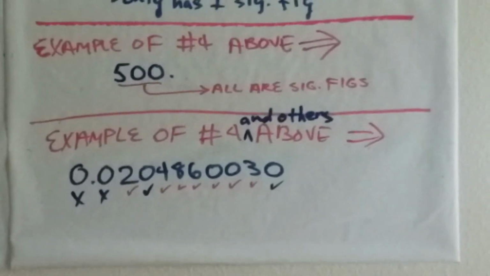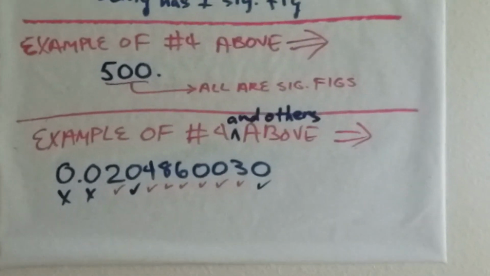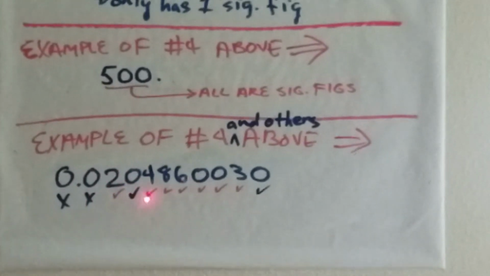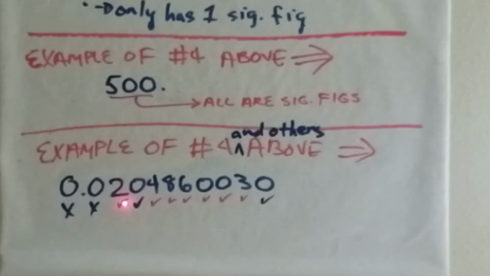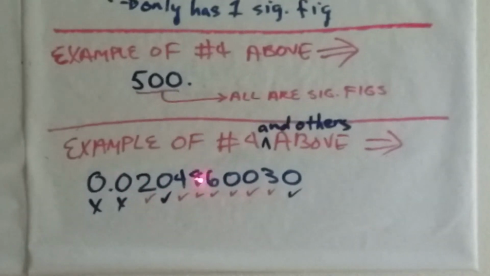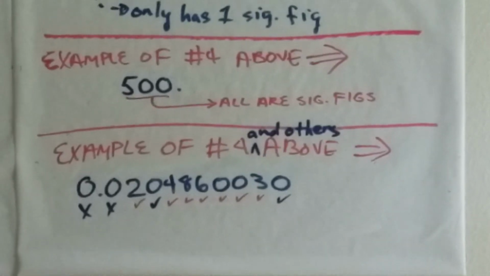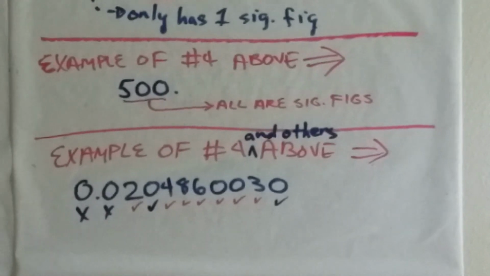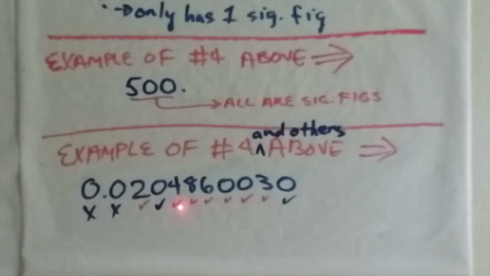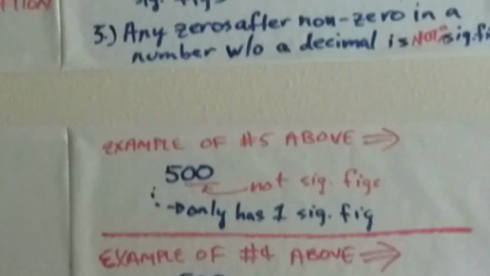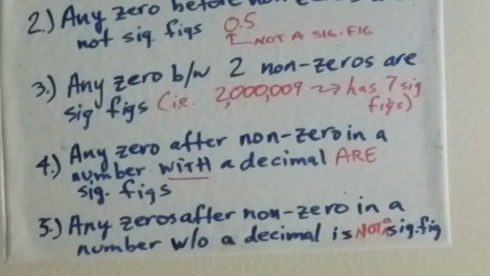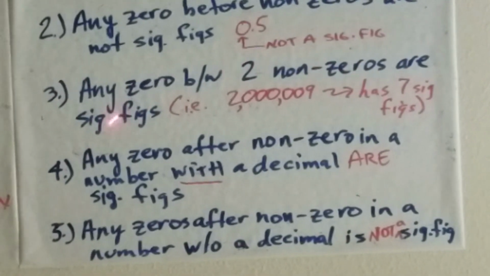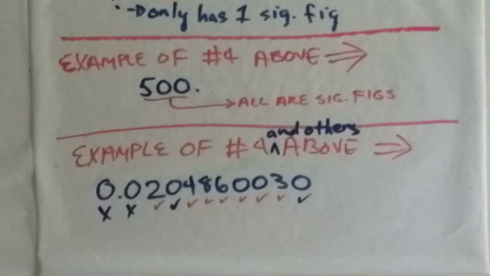Okay, so last point. This is a very small number. Let's go through a couple concepts here. So we know that any non-zero digit, the 2, the 4, the 8, the 6, the 3, they're all going to be significant digits, so we can put a check mark next to them. The 0 is between two non-zeros. So if you look at number 3 here, any 0 between two non-zeros are significant figures.